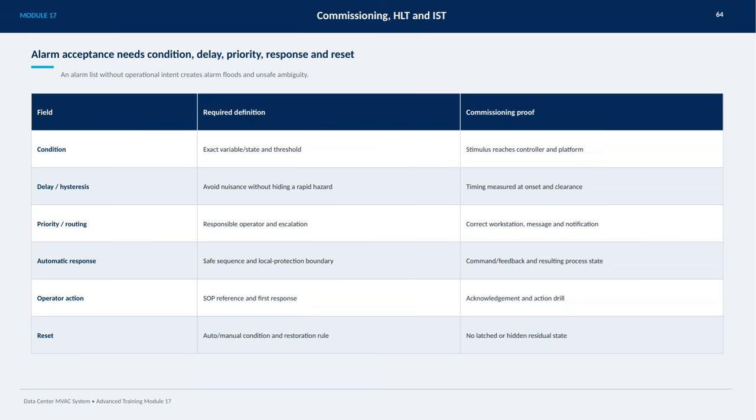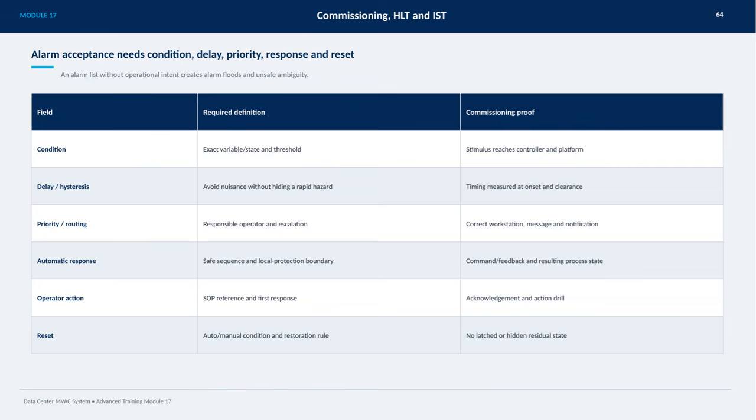This timing is measured from the onset of the condition to its clearance. Priority and routing are crucial too, ensuring the right operator receives the message and escalation occurs appropriately, with alarms arriving at the correct workstation and notifications.